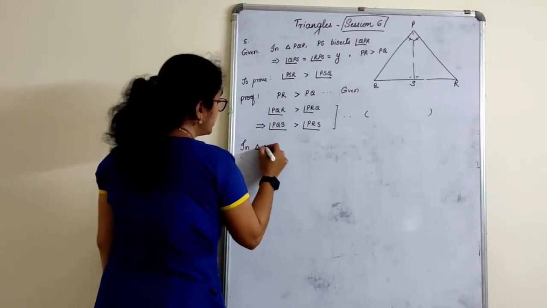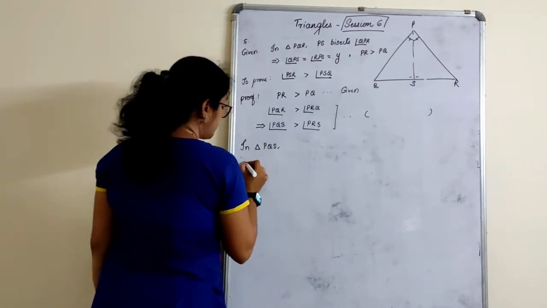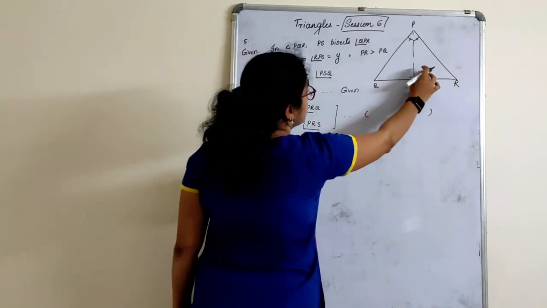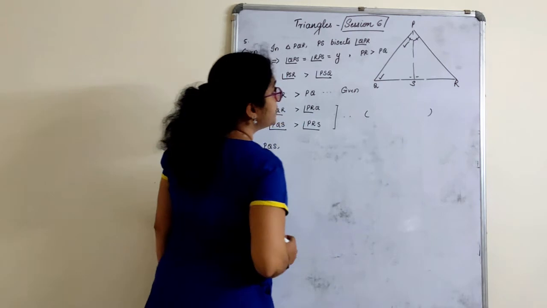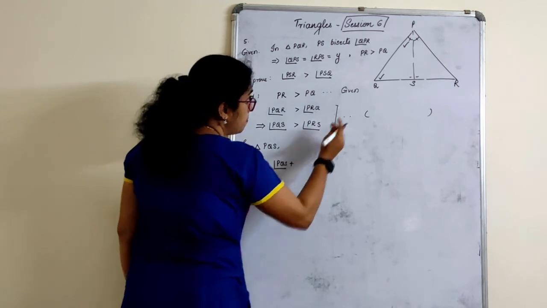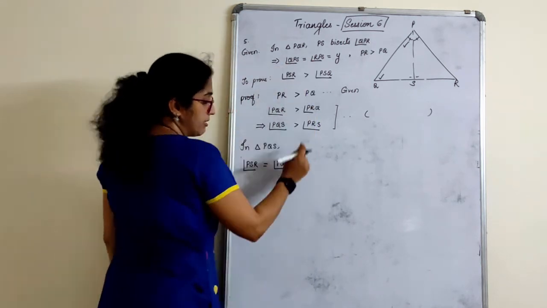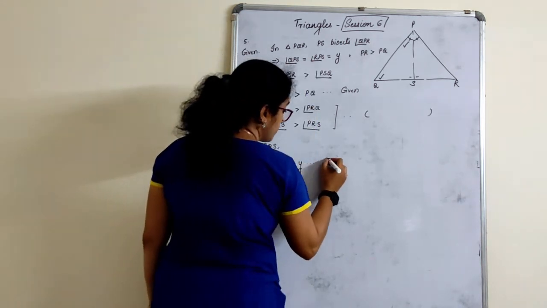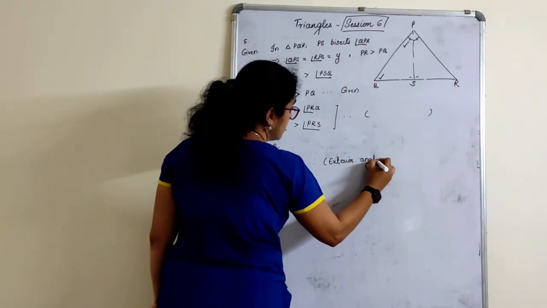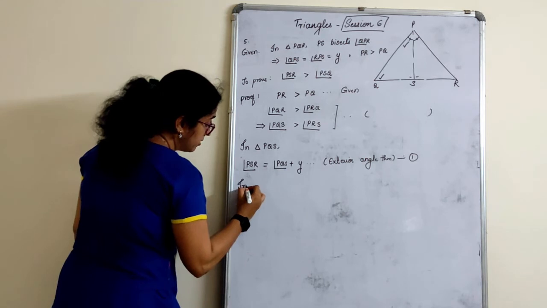In triangle PQS, this becomes the exterior angle. Angle PSR is equal to the sum of this and this, which is angle PQS plus this angle. Here we have considered them as Y. Both are equal, that is why I will write Y. It will become easy. Exterior angle theorem, equation 1.